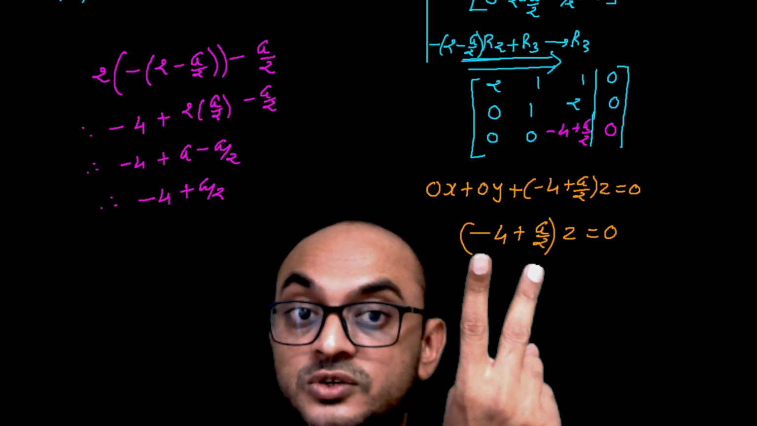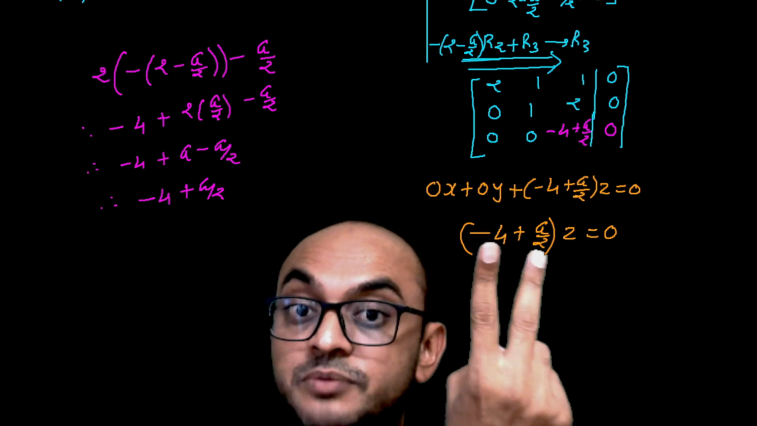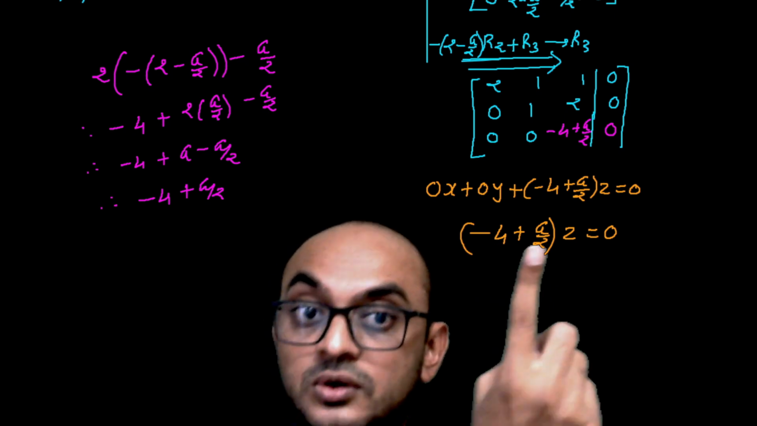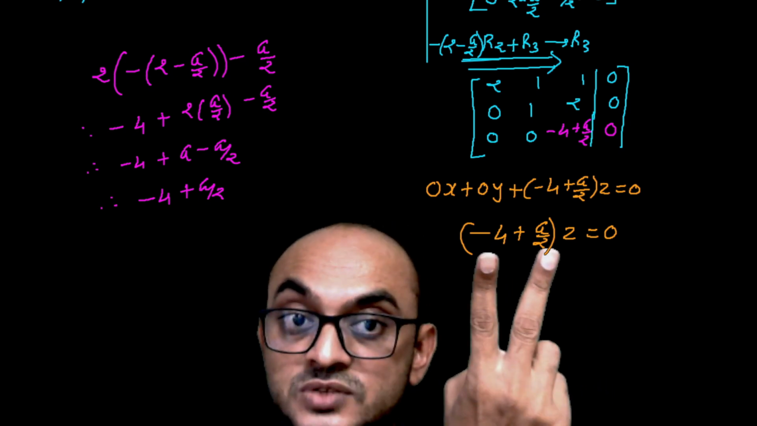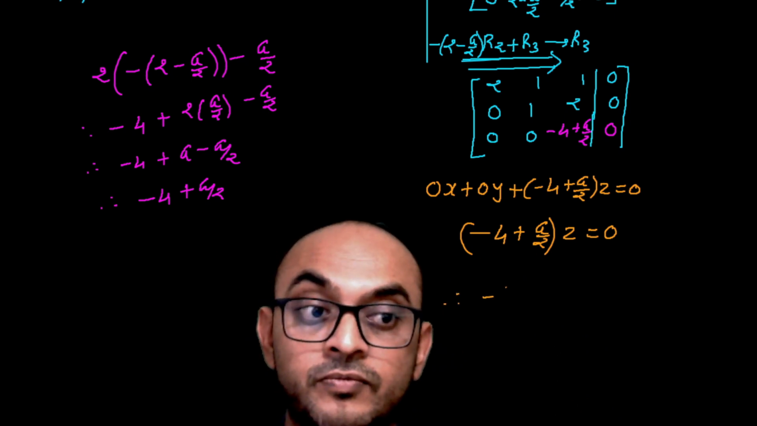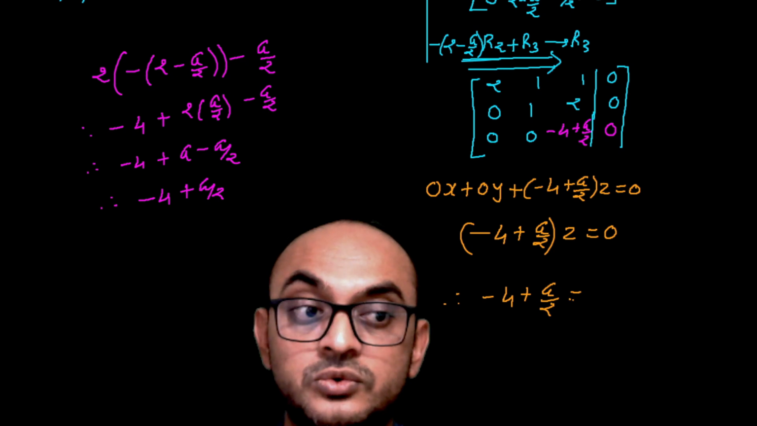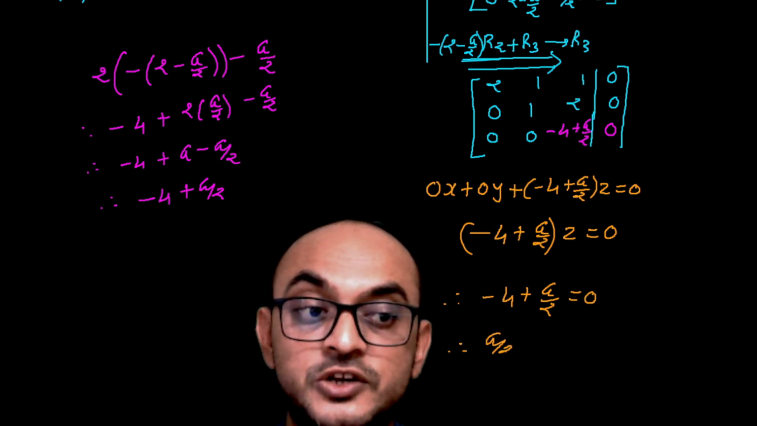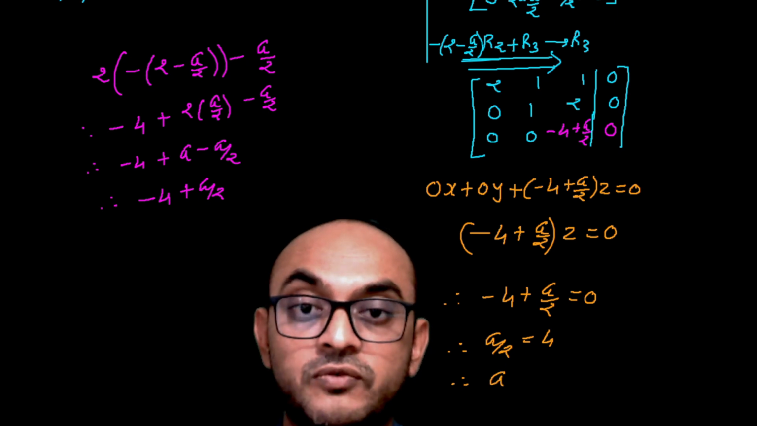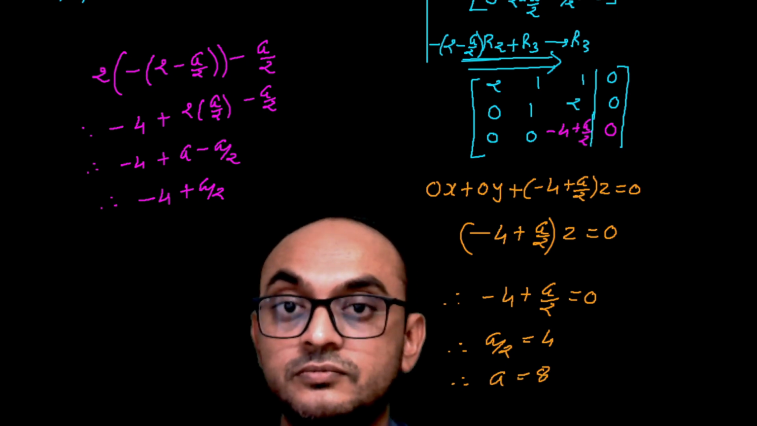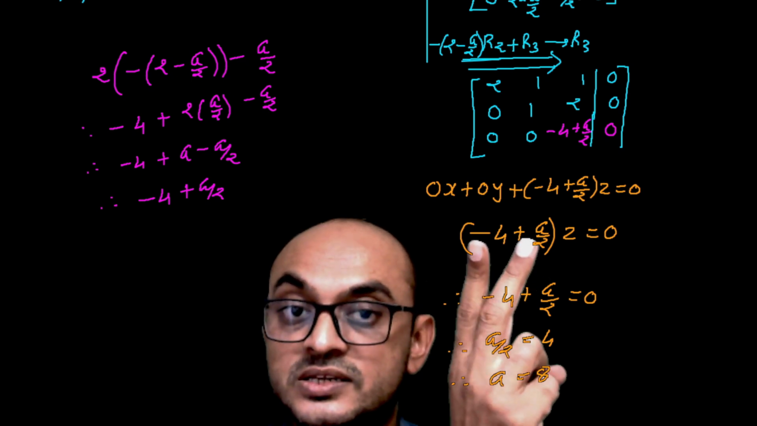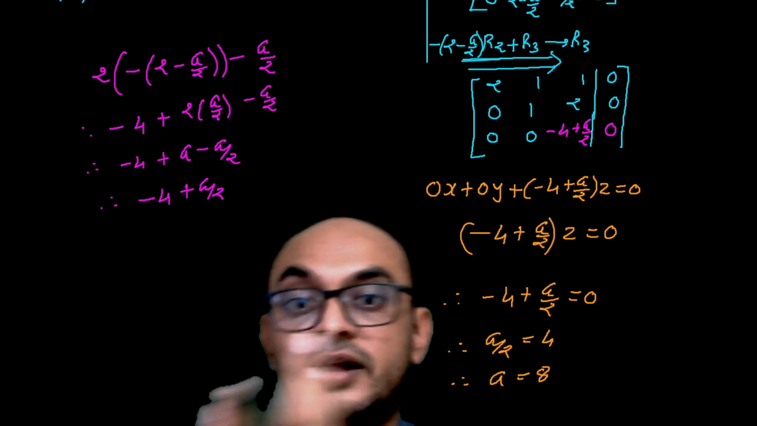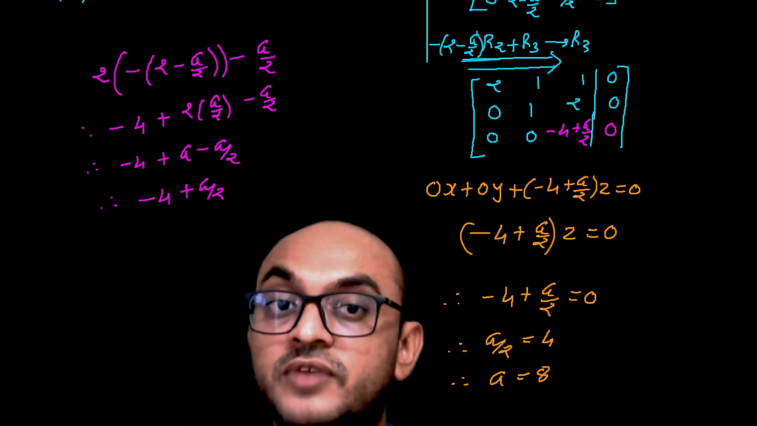So for a non-trivial solution, this quantity must be 0. So if this is 0, then z can be non-zero, right? So minus 4 plus a by 2 is 0, and therefore a by 2 equal to 4, and therefore the value of a is 8. So when a is equal to 8, then this is 0, so this can be non-zero, and therefore the system has a non-trivial solution.